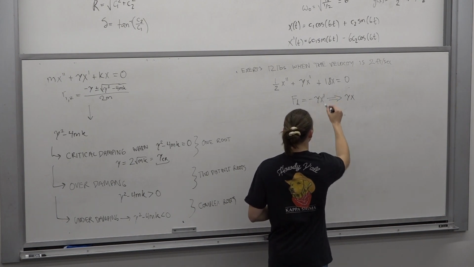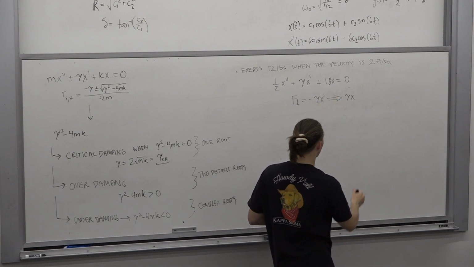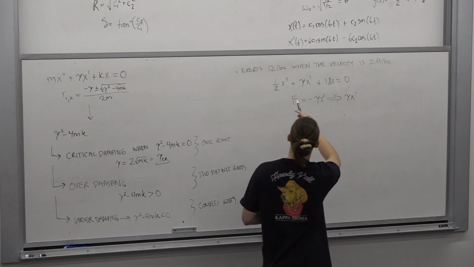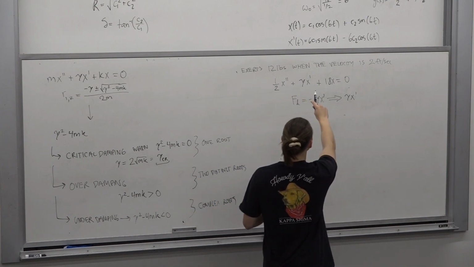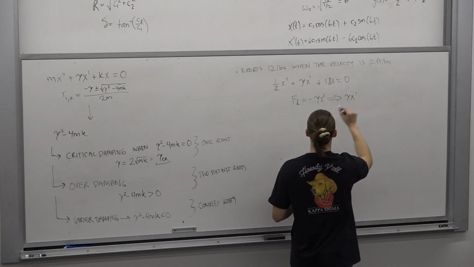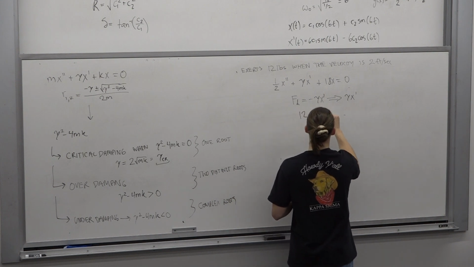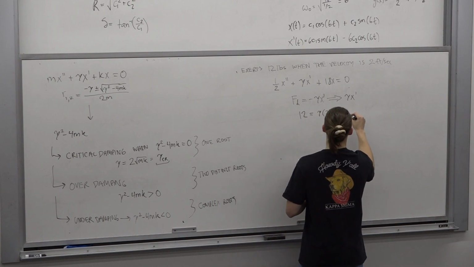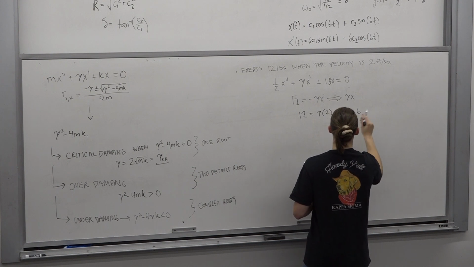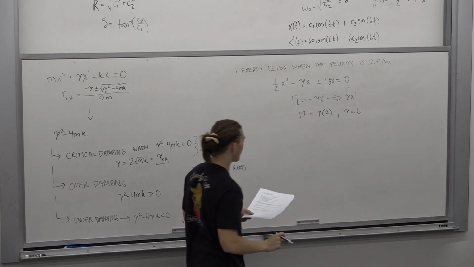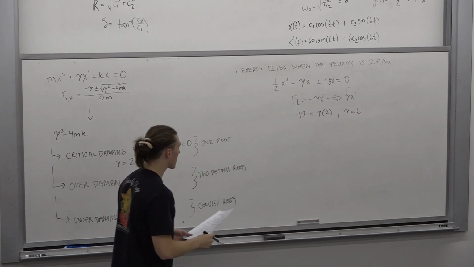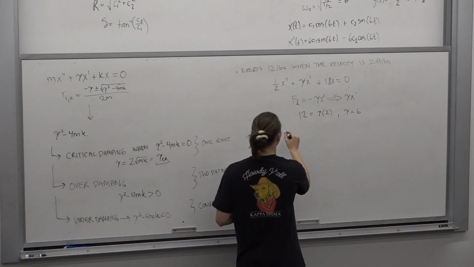And so now we can solve with the information we got. It exerts 12 pounds when the velocity is 2 feet a second. So 12 pounds equals gamma times 2 feet a second. We see that gamma is 6. So now we can plug that back in.